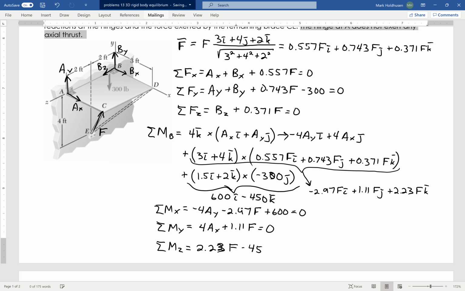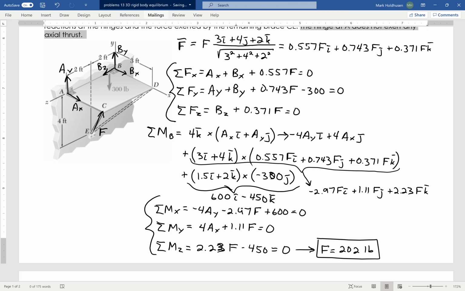Now I have 6 equations and 6 unknowns that I can solve for. I'm not going to do all of them. What I am going to do is show you that F I can solve with this equation right here and find that that's 202 pounds. And if you want to find out AX, AY, BX, BY, BZ, you can take this F and put it in, find AX and AY, then go up to the top equations of all your forces, figure out all your B's. But I'll let you do that on your own.